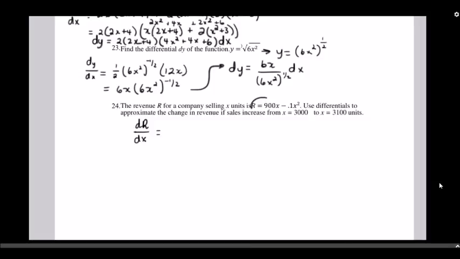So we have R right here. We find the derivative, just a simple derivative, 900 minus 0.2x. And then if we separate the dR and dx, we have dR equals 900 minus 0.2x dx. Now this dx is a change in x, and we find that right here. x goes from 3,000 to 3,100 units, which means that dx equals 100 units.